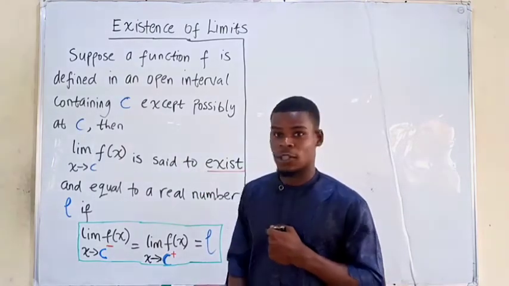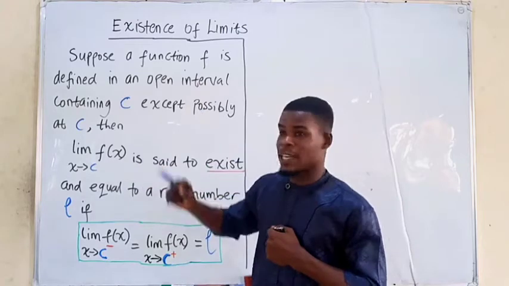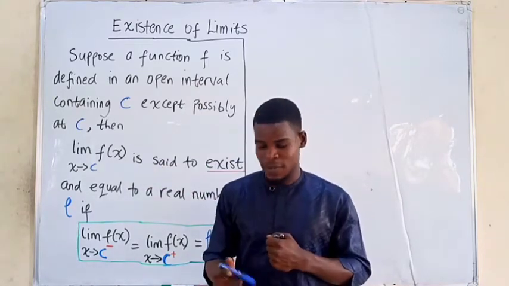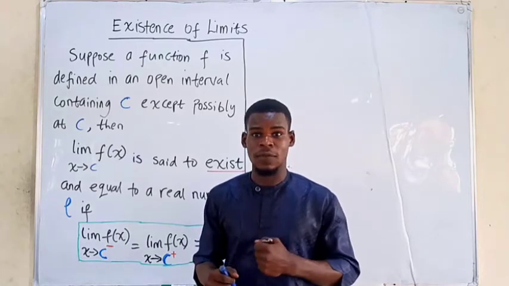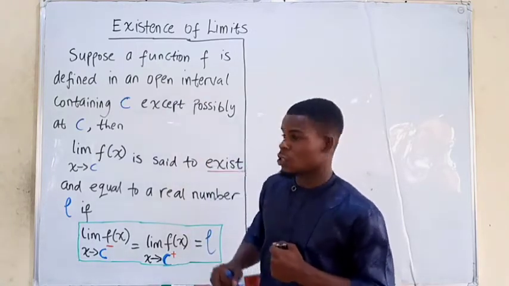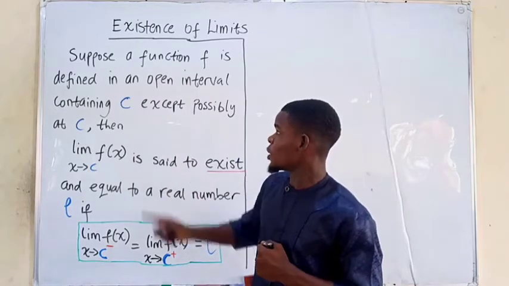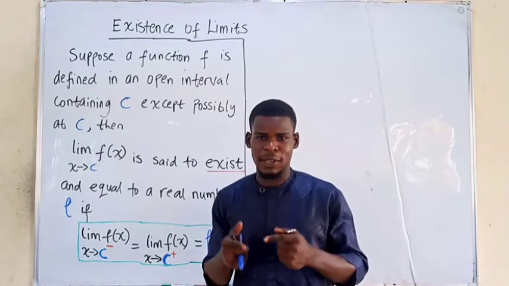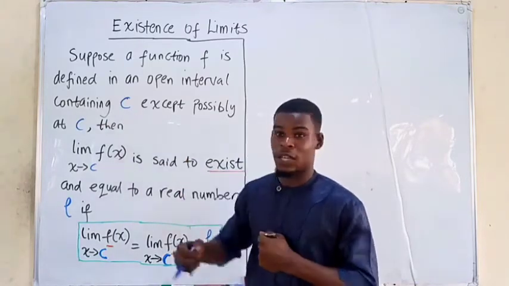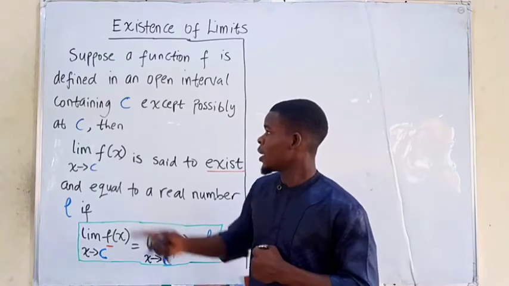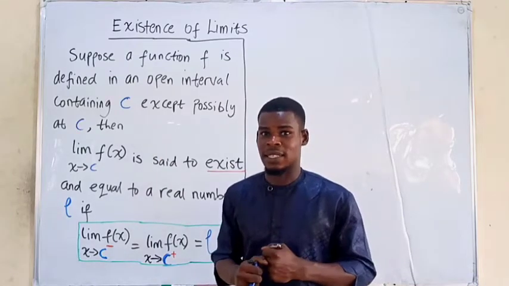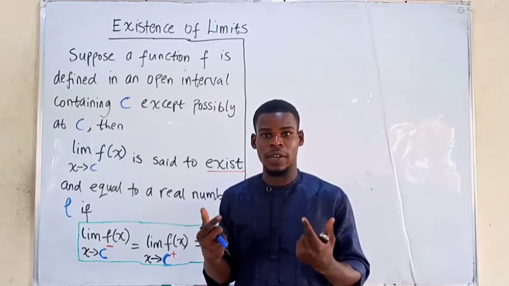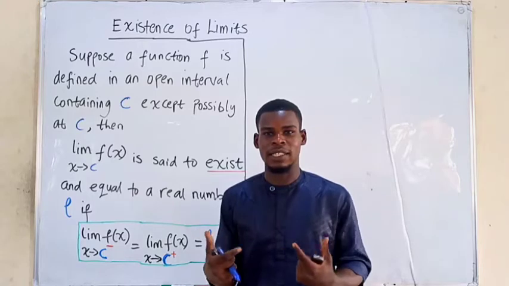Now suppose we have a function called f, and that function is defined in an open interval containing a point c. So what we mean by the definition of the function is that the domain of that function is an open interval containing a particular number inside, and that number is called c, for any arbitrary number. Let's say that function is not defined at c exactly, but it is defined in an open interval, or in the surrounding of c, or in every other number that is closer to c.